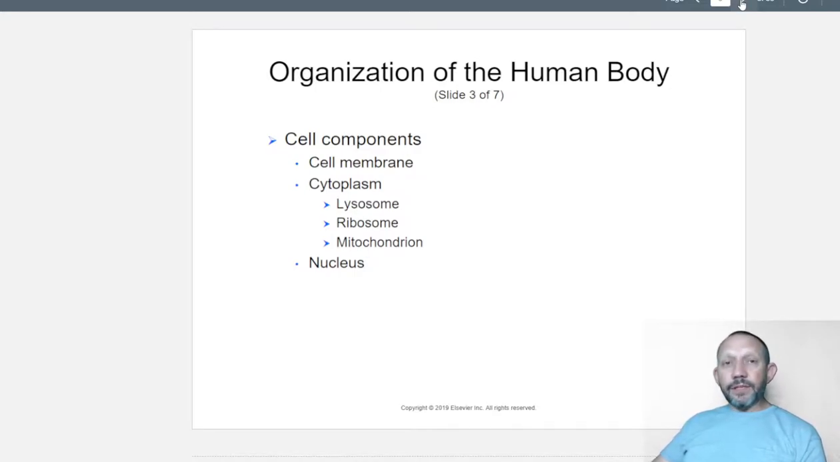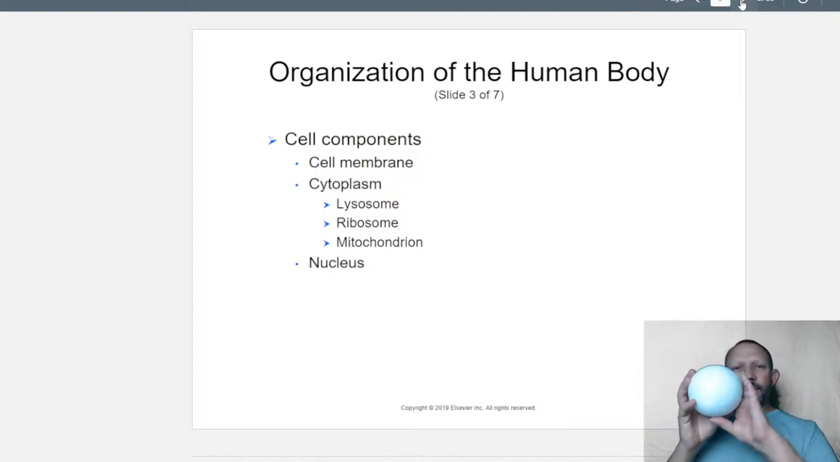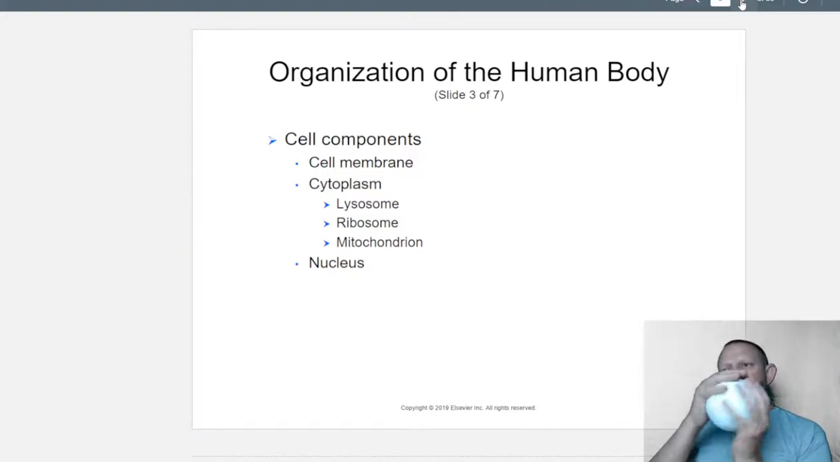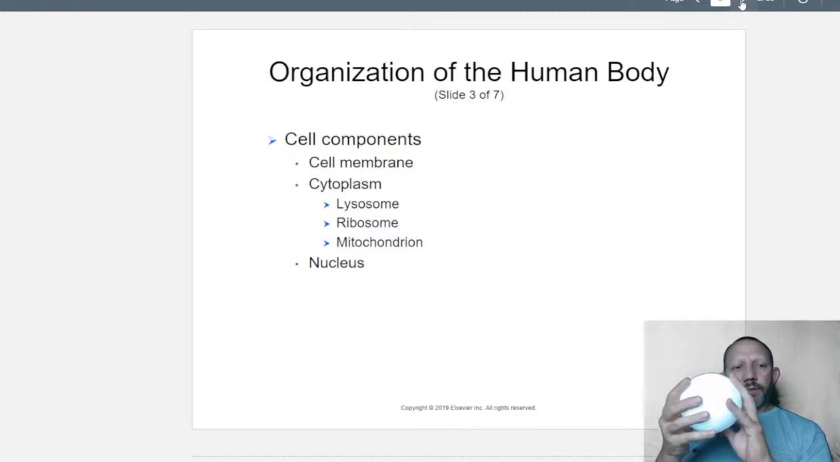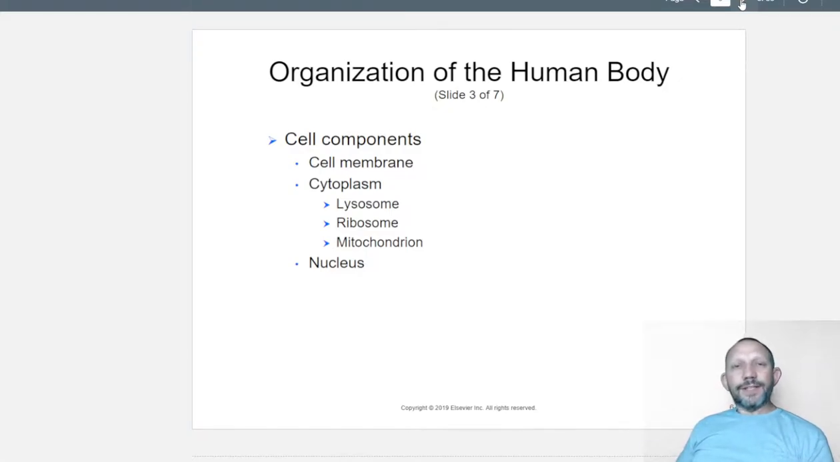Cell components, we have the cell membrane. Cell membrane covers the cell. I'm trying to find a prop to use. Okay, so imagine this is a cell. It has a covering around it, and that's called the cell membrane. That's it. Phospholipid bilayer. That's what to remember. Cytoplasm is the stuff inside. Inside there, you're gonna have things called lysosomes. Okay, up here, up there.